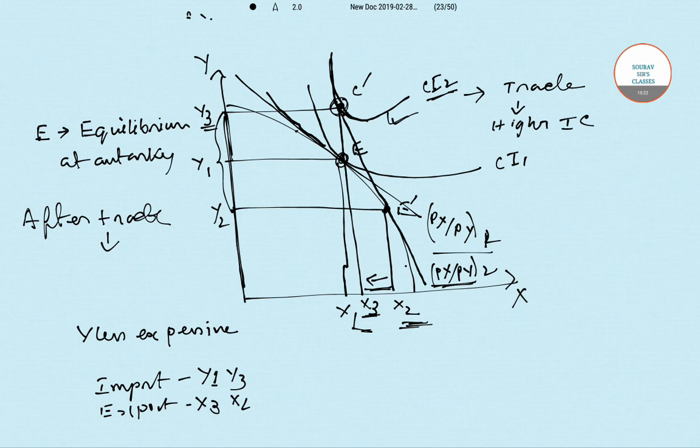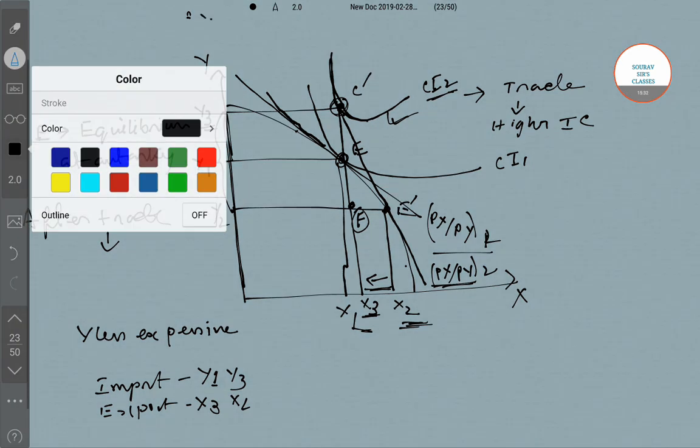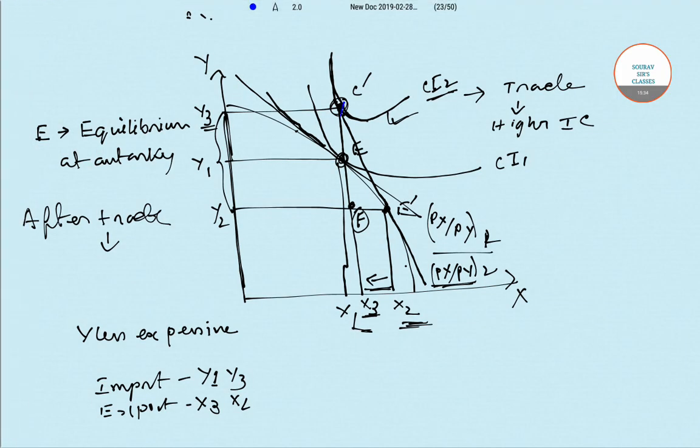If you denote this point by F, it is basically F, C dash, and E dash, this point and this point. So this is the trade triangle. This is known as the trade triangle. This triangle for the home country has the following economic interpretation. So what is the economic interpretation?